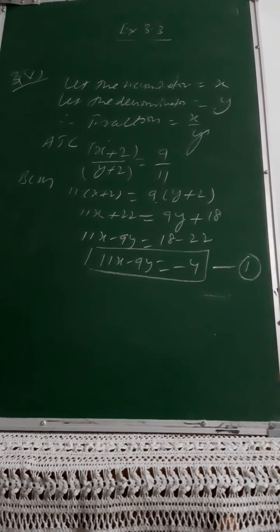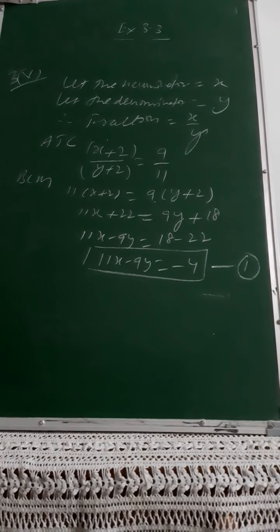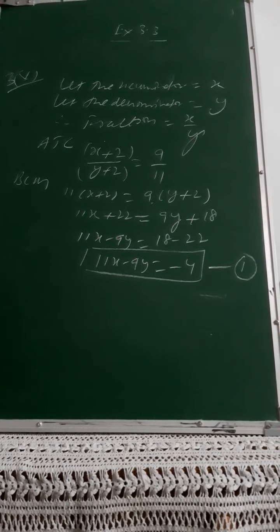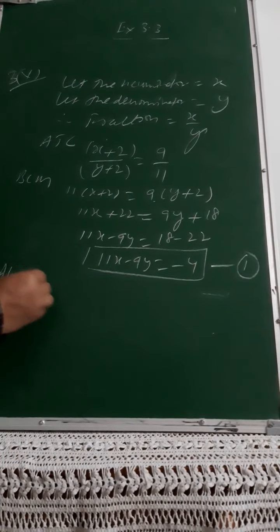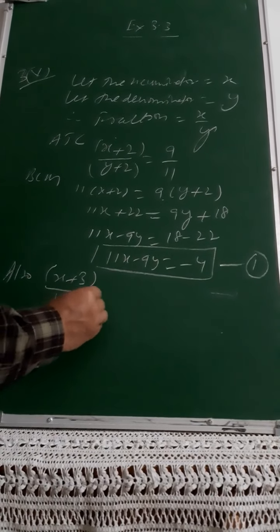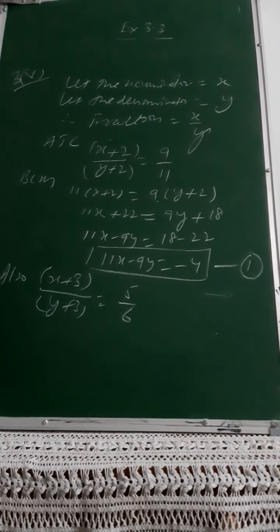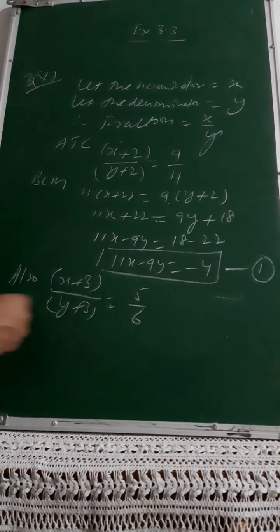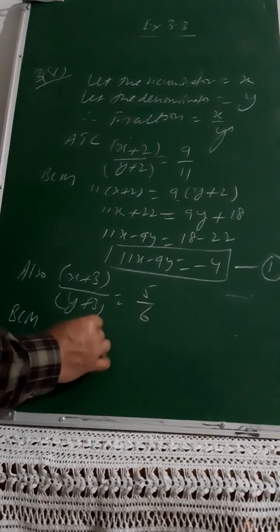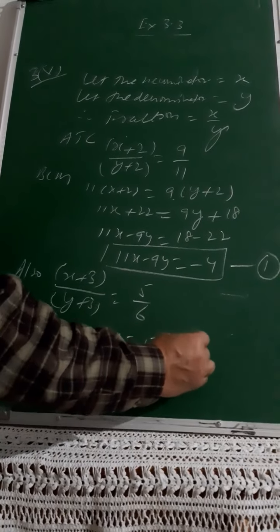I hope all of you can do that comfortably. And then the second condition is, if 3 is added to both, it becomes 5 upon 6. Also, if 3 is added to both, X plus 3 upon Y plus 3, then the fraction is equal to what? 5 upon 6. So again you need to go for cross multiplication. Then this will be 6 into X plus 3 is equal to 5 into Y plus 3.